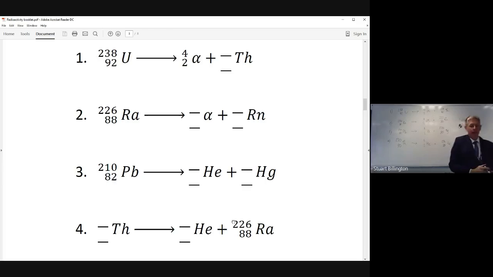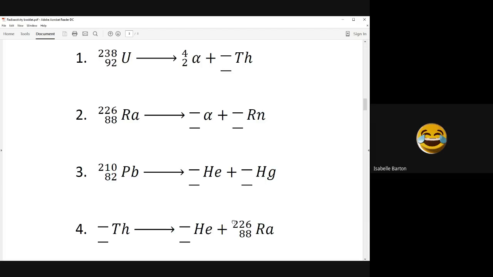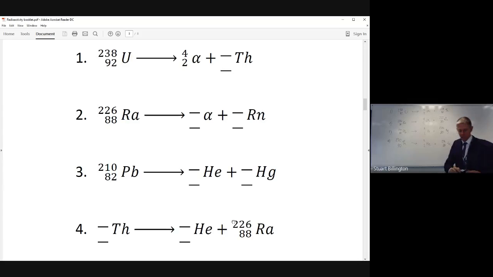Sir, isn't the number at the beginning the same as the number at the end? So why are they different? Good question. That is what I am going on to next. Good observation.